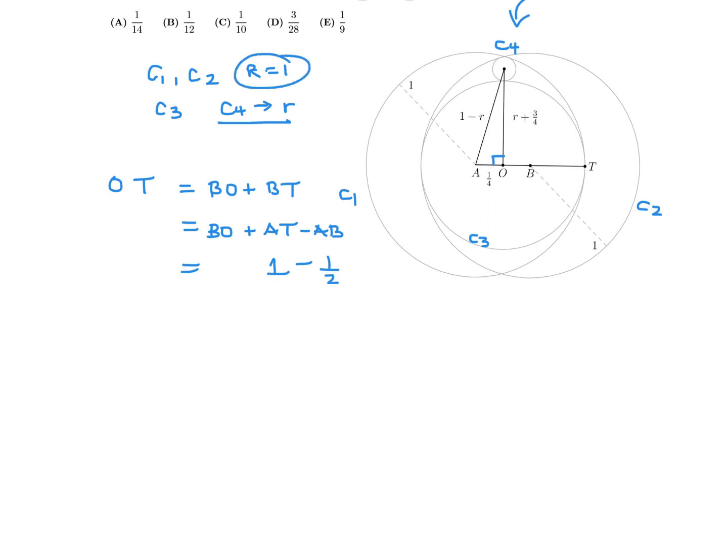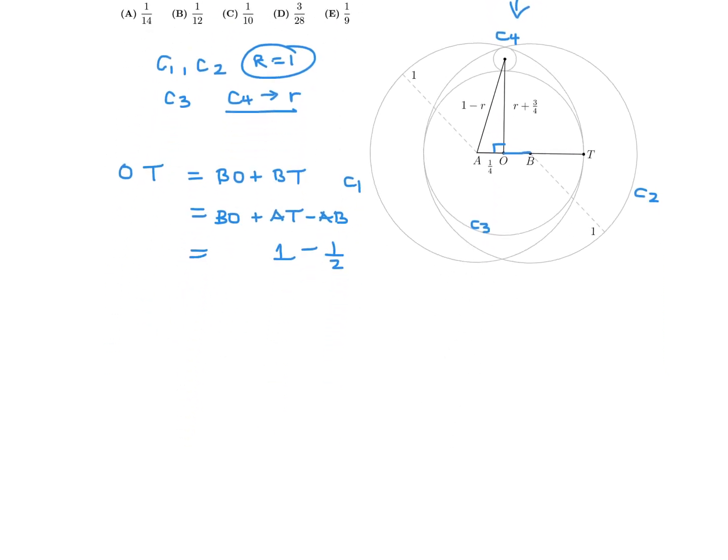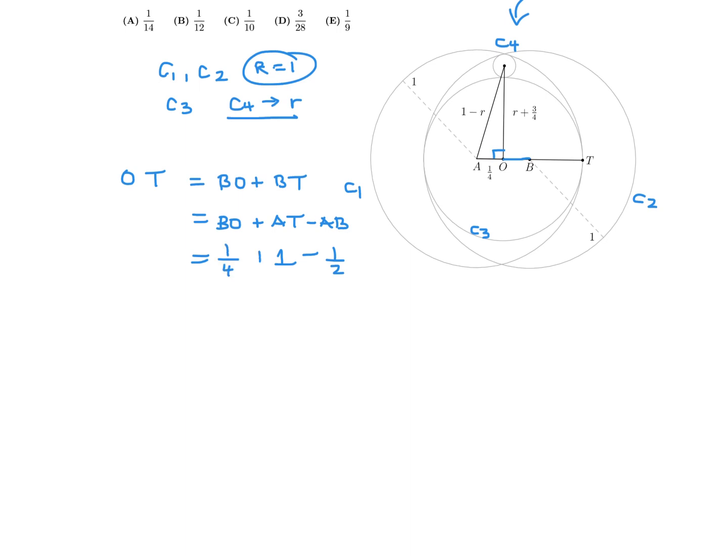And then BO, well, BO is from there to there, which is exactly half of the distance from A to B, so that's a half of a half, because the distance from A to B is a half, so a half of that is a quarter. So that is the math. And therefore this would be 3 over 4. So OT is 3 over 4.